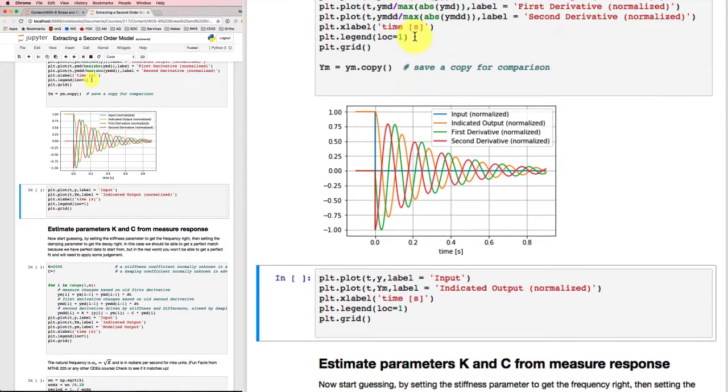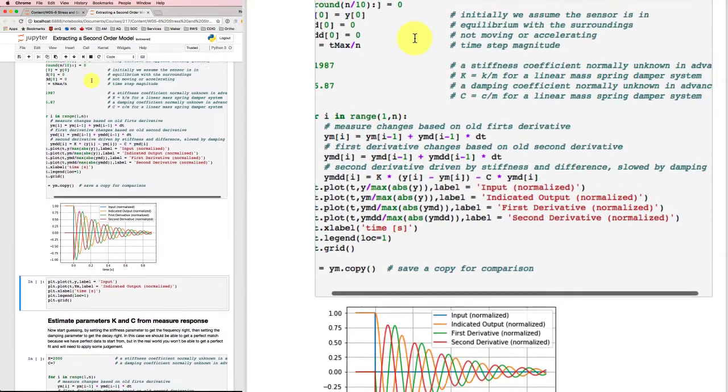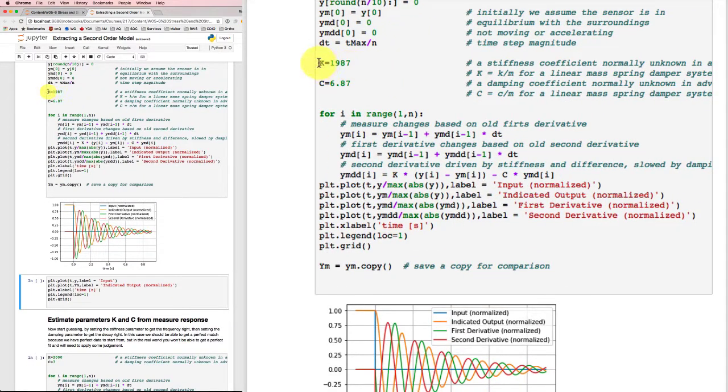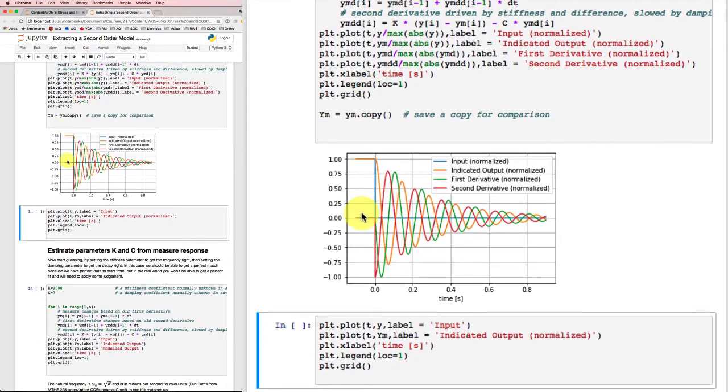Second order response to a step function. And that response is based on assumed stiffness coefficient and damping coefficient of 1987 and 6.87, numbers I just picked out of the air. And they're giving oscillations that are some fraction of a second in period. I'm going to save the performance of that one. That's our data. I'm going to save that away in this capital YM measured values array here.